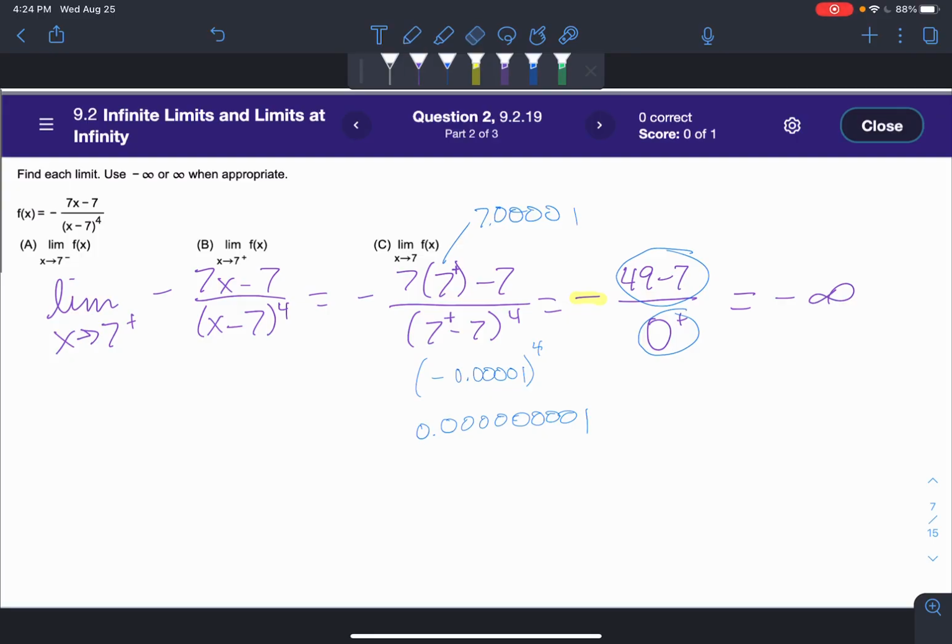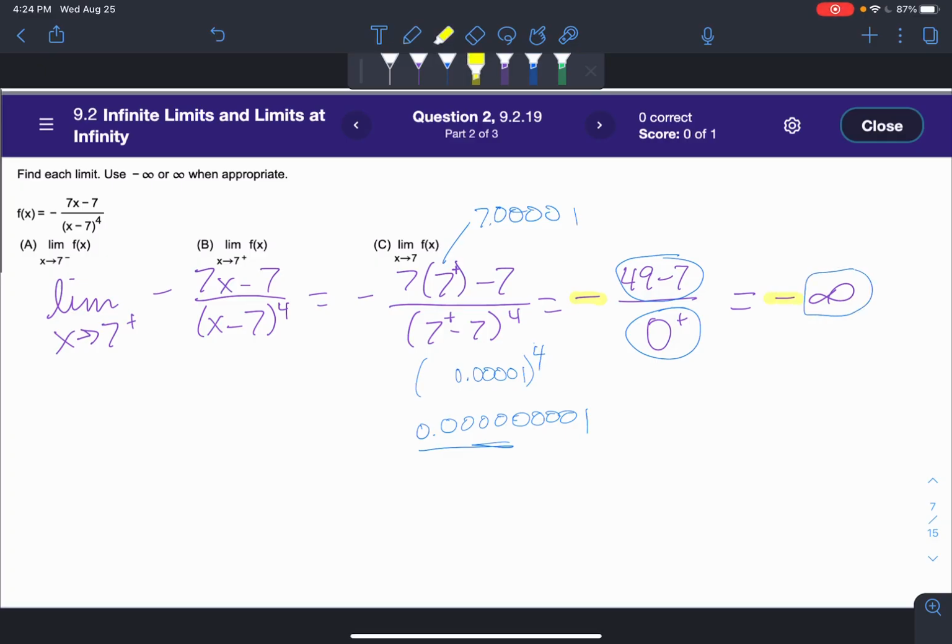When we subtract 7, the difference would be this really small number, and then we raise it to the 4th power, so it gets even smaller. And so we essentially have the same problem as before. We have a positive number up here, a positive really small number, so it's going to blow up to positive infinity, but don't forget about the negative in front.